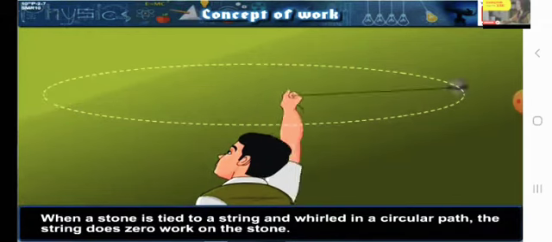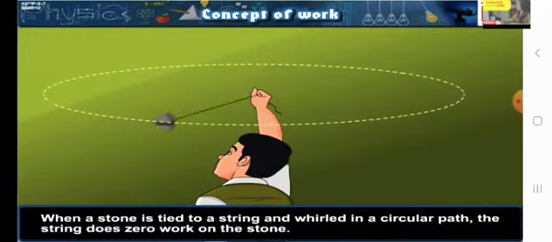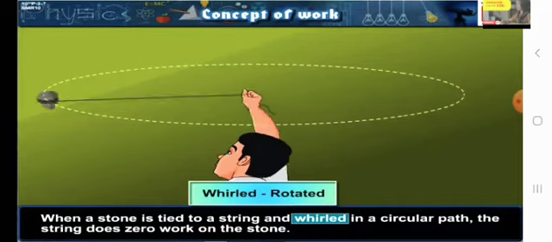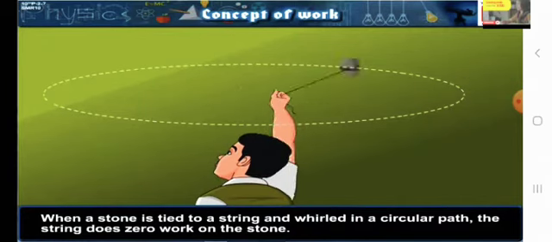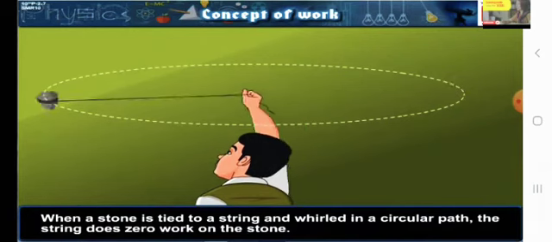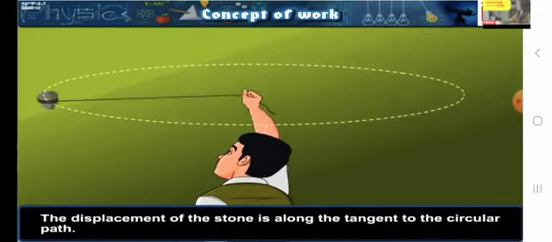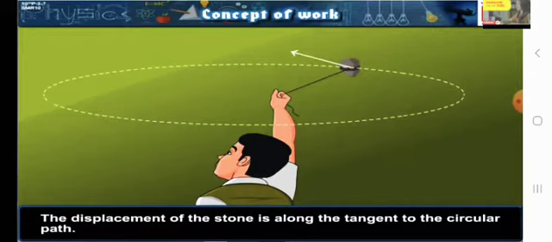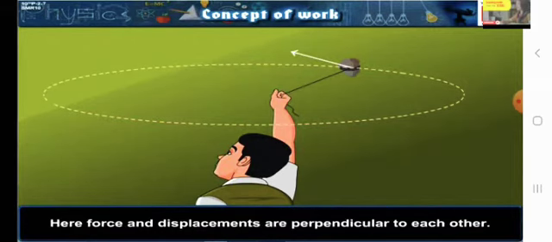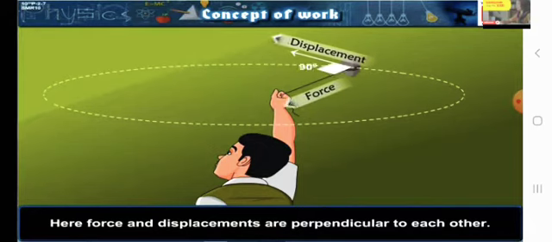When a stone is tied to a string and whirled, means rotated, in a circular path, the string does 0 work on the stone. The displacement of the stone is along the tangent to the circular path. Here, force and displacement are perpendicular to each other.